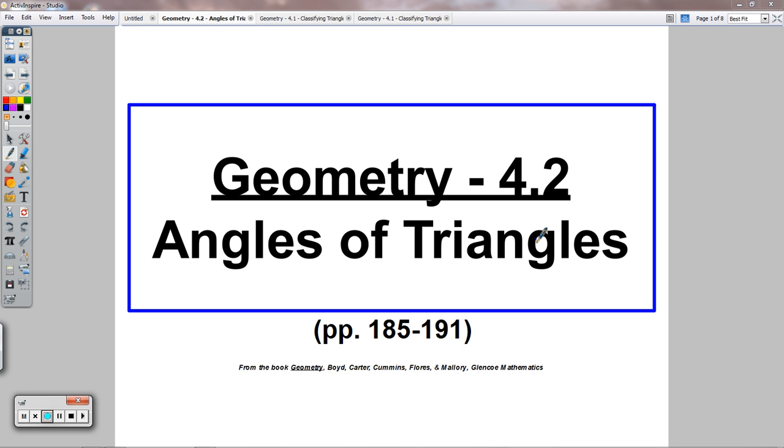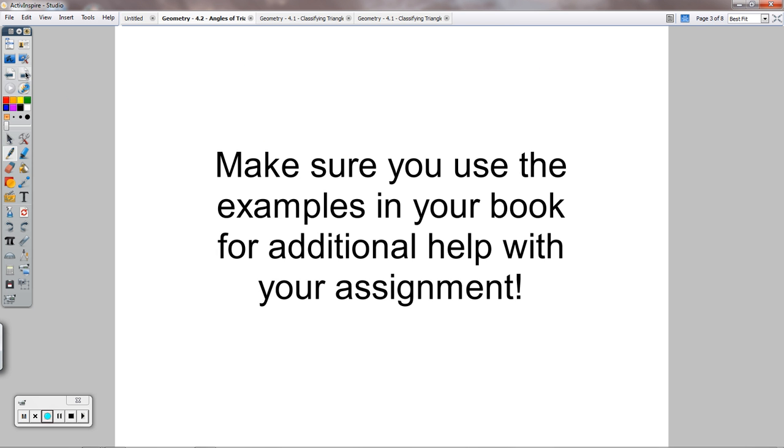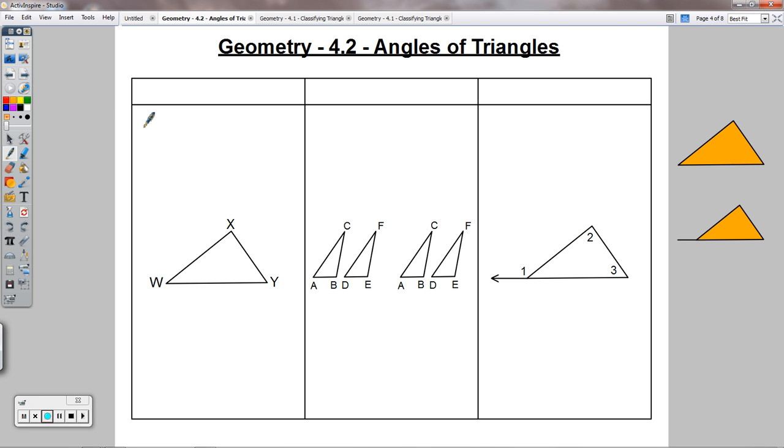This is Geometry, Lesson 4.2. We're going to talk about angles of triangles. Here's some of the new terminology for this lesson. We're going to be learning some new theorems and a couple of things called corollaries in this lesson. And make sure you use those extra examples in your books.